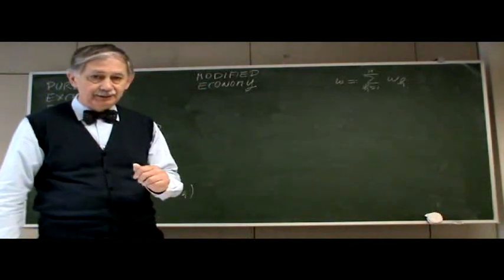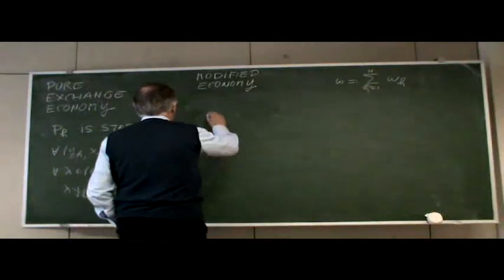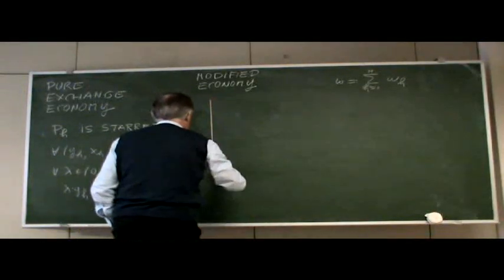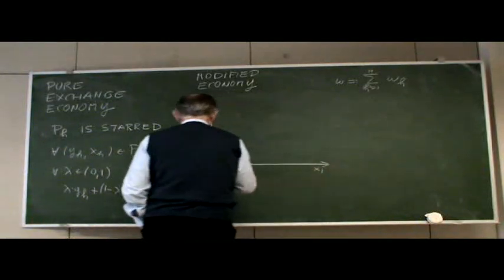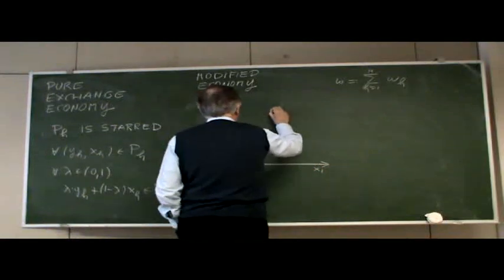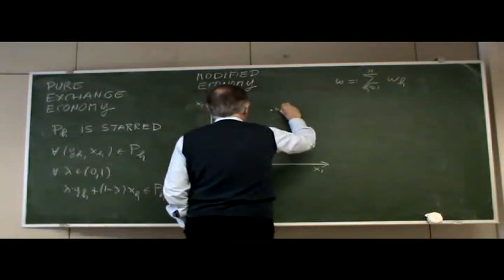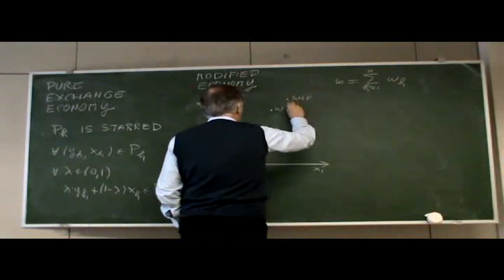After defining the truncated budget constraint, we can also define the modified demand correspondence. Here there is omega, here there is omega plus E.